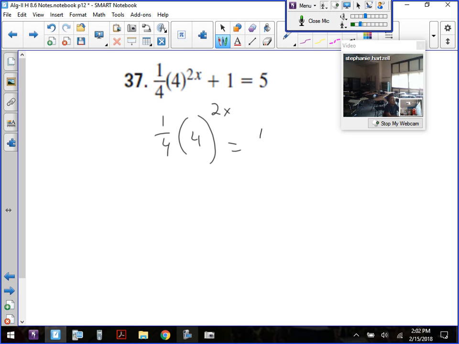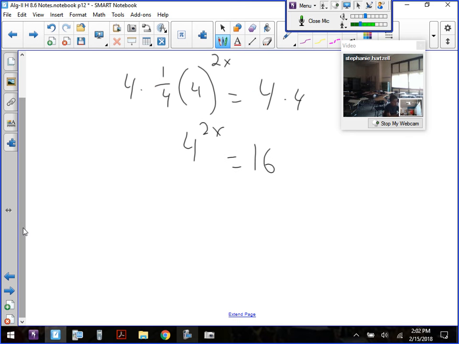So subtract the 1, you get 1/4 times 4 to the 2x is going to be 4. How do you undo multiplying by a 4th? You multiply by its reciprocal. Do that, and you get 4 to the 2x is 16. At this point, you can do one of two things. You can just take log base 4 on both sides, or rewrite 16 as a base 4. Either way, it's pretty easy.